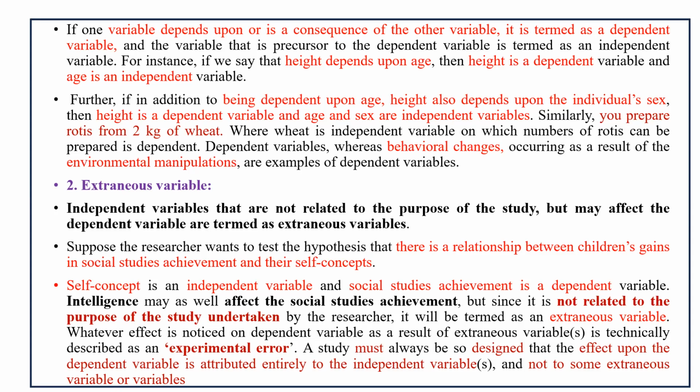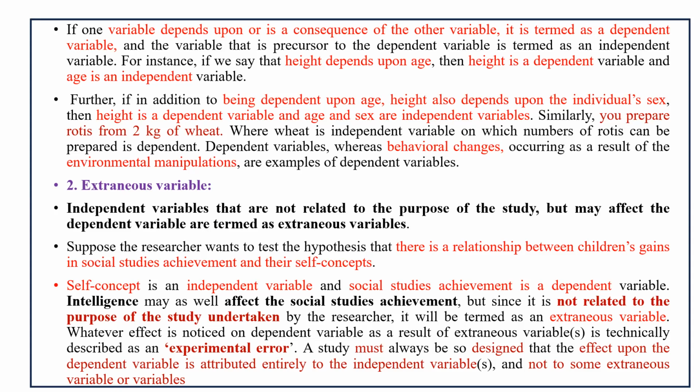For example, suppose a teacher wants to test a hypothesis. Now, what hypothesis does she want to test? That there is a relationship between children's achievement in social studies and their self-concept. So if their self-concept is good, whether because of that they are getting good achievement in social studies or not. Somewhat like this, the hypothesis is. Now the self-concept is here the independent variable, and social studies achievement is dependent on the self-concept.